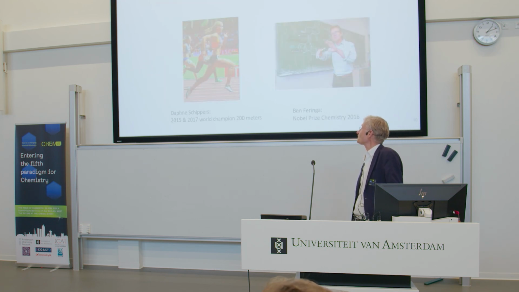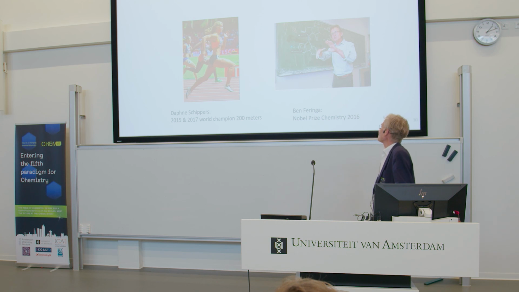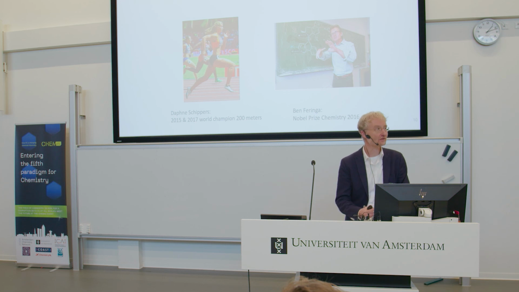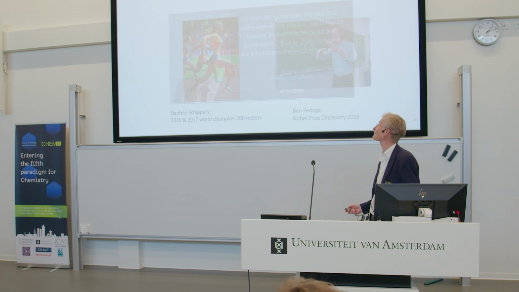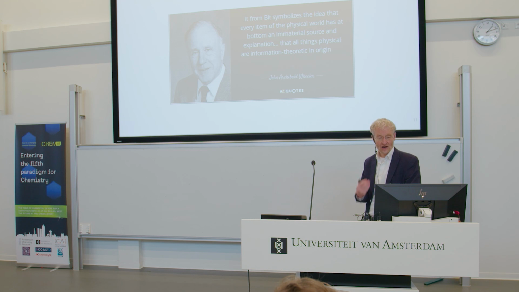And if that was too abstract, here is this same thing expressed in two Dutch heroes. The first one is Daphne Schippers, world champion in the 200 meters race. That stands for raw work and power. And then Ben Feringa, our Nobel Prize winner in 2016, stands for information and knowledge, and that would be the entropy part. So I believe that deep inside, these things are very related, and this is what I will argue today.